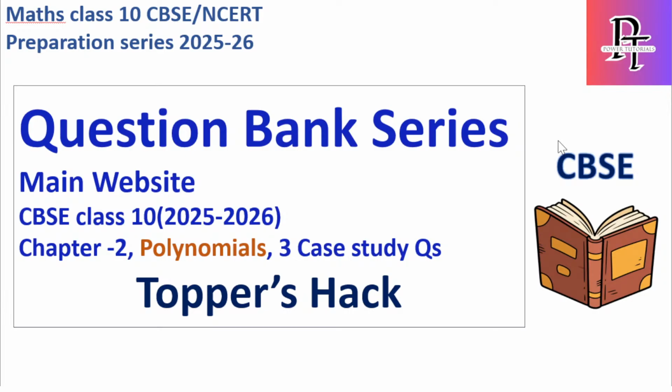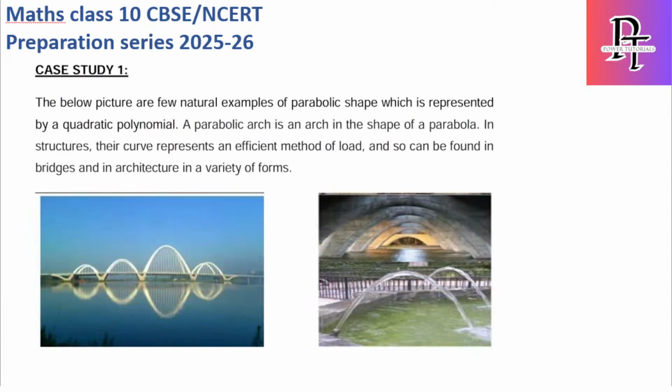So let's see the first case study. The first case study says the below pictures are a few natural examples of parabolic shape, which is represented by a quadratic polynomial. A parabolic arch is an arch in the shape of a parabola. In structures, the curve represents an efficient method of load, and so can be found in bridges and in architecture in a variety of forms. You can see there is one bridge here which is a parabolic shape.